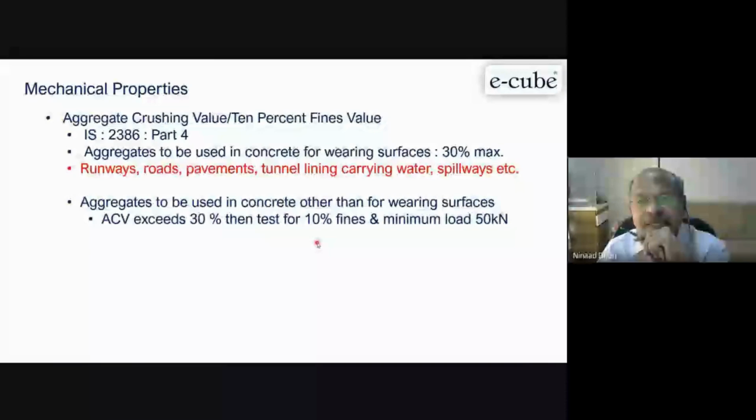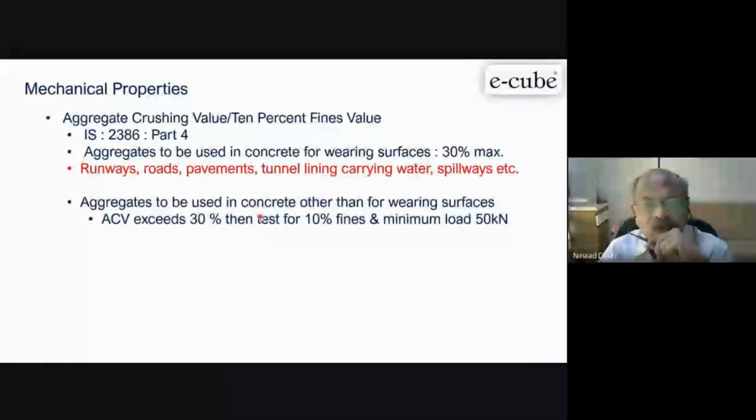So that is a 10% fine value. Generally for lightweight aggregate, we do this test. It's not a very common test, but now it is included also for the wearing surfaces of aggregate. So one has to understand that whatever aggregate I use has to be tested depending on the application.